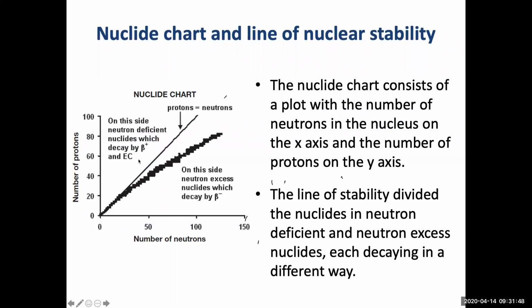This is a plot of nuclides found in nature according to their neutron and proton number. We can see here on the x-axis the number of neutrons, and on the y-axis the number of protons. The line of stability, the bold one here, divides the nuclides. Elements in this region have a neutron deficiency, meaning the number of protons is more than the number of neutrons. And also neutron excess or proton deficiency, where the number of neutrons in this area is more than the number of protons.